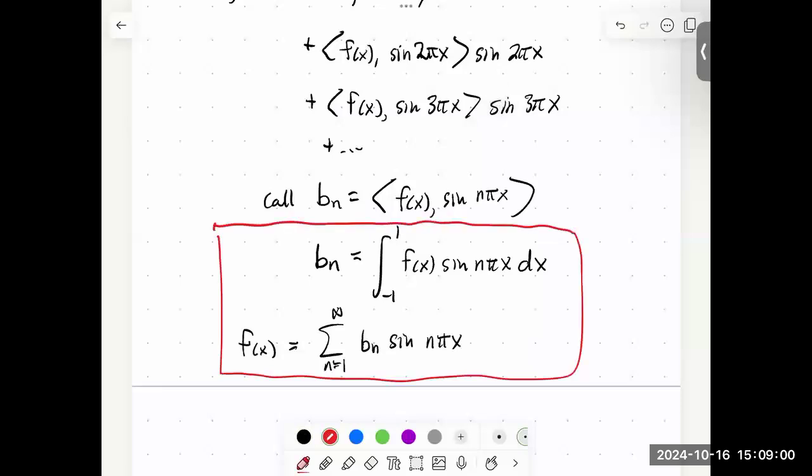But really what's happening is the inner product is just saying how similar is f to this function, or what's the projection of my function onto that component of my basis. All right, so that's pretty neat. I like that. I like it a lot.